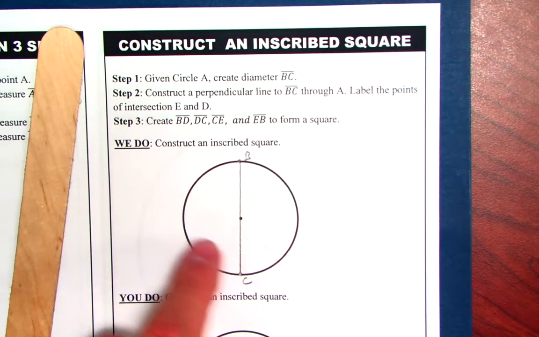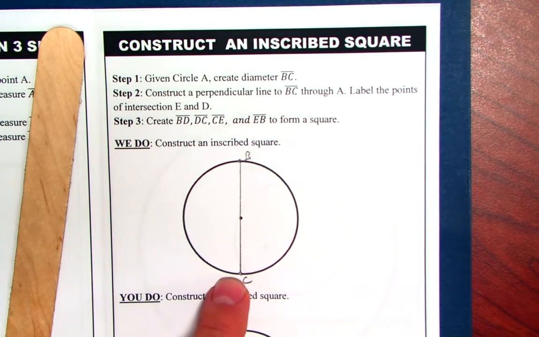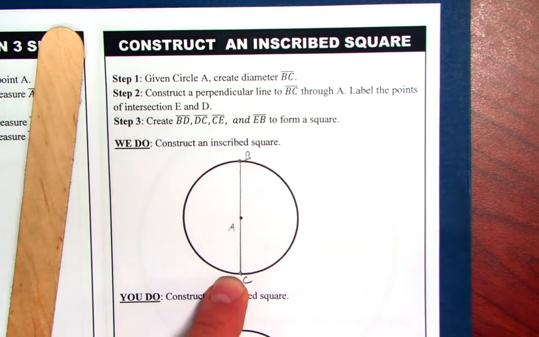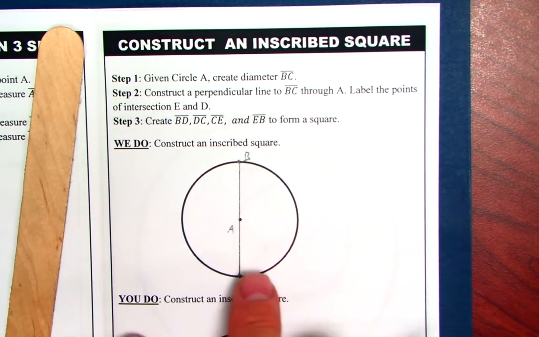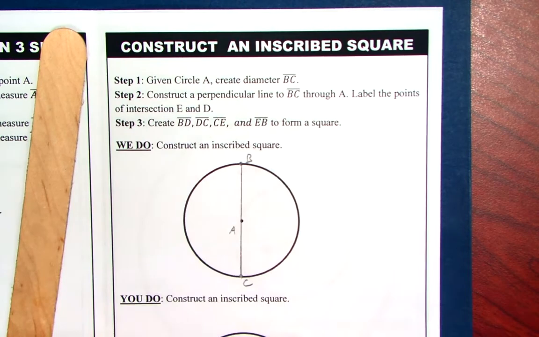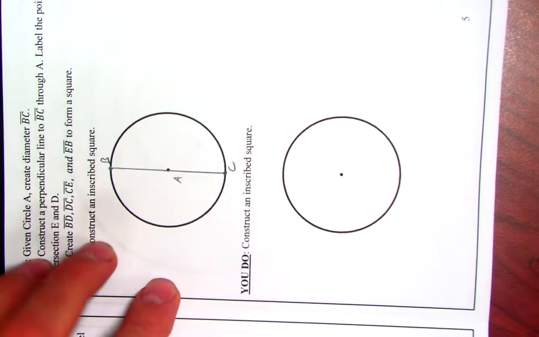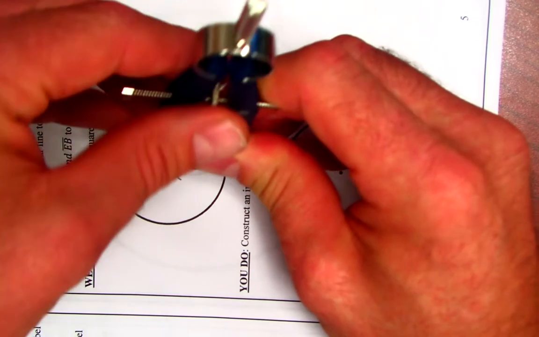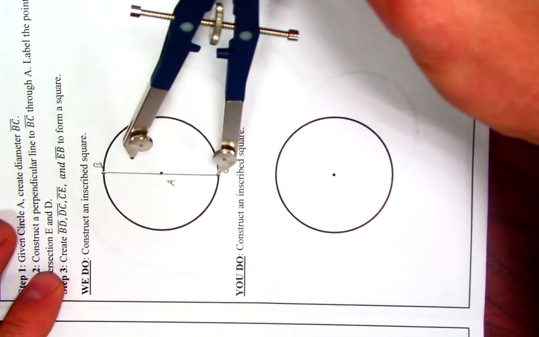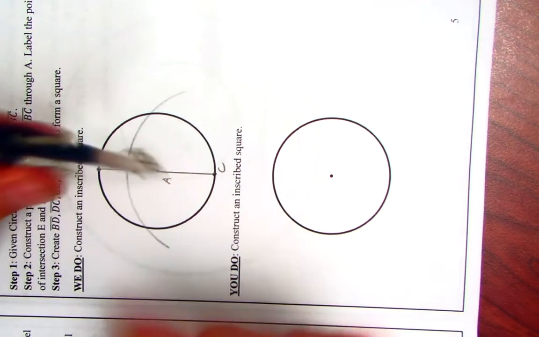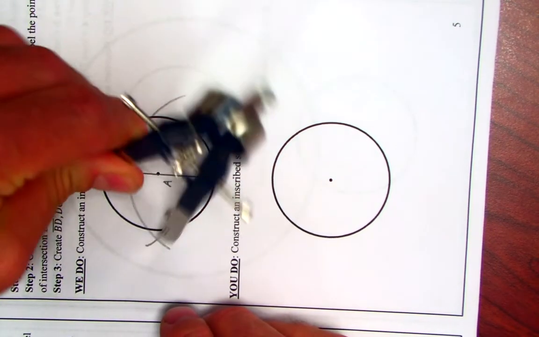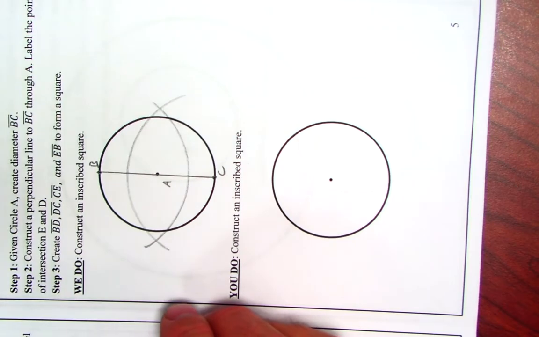Now we need to construct a perpendicular line to segment BC through A, and that's our center. Okay, so it's something from our last lesson. We're going to construct a perpendicular line through a point. Well, now we just need to do our perpendicular bisector construction. Okay, just open it up to be more than half the distance. So again, right now we're constructing a perpendicular bisector of segment BC through A.